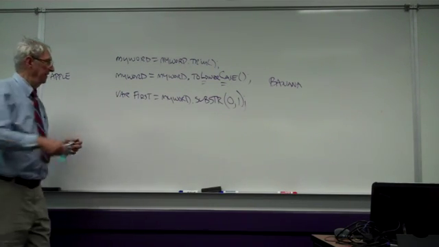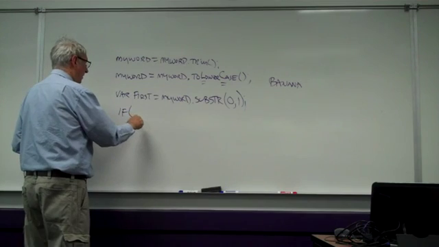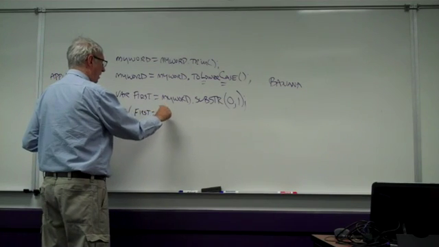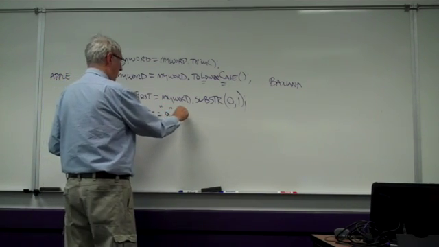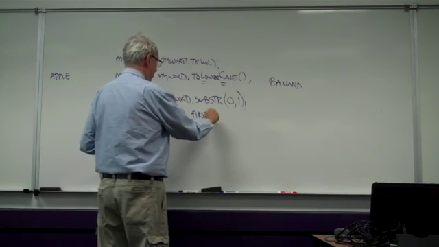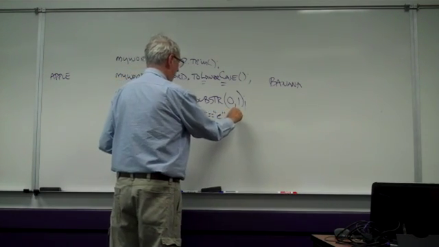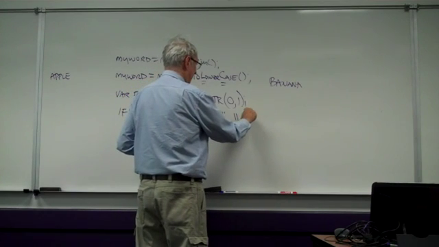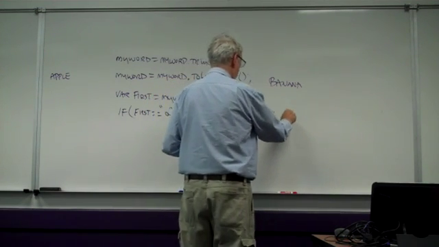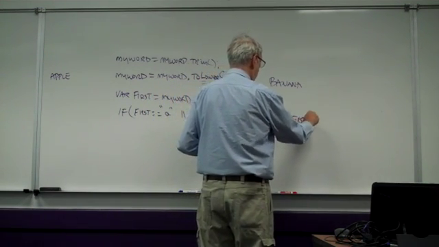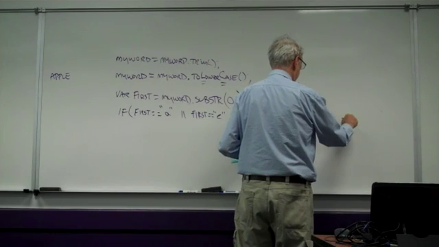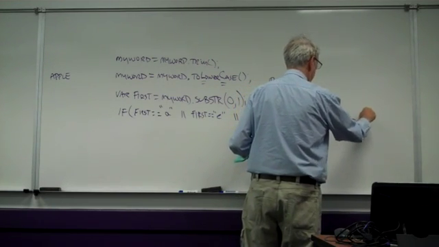It says if the first character is equal to A, or the first character is equal to E, or the first character is equal to I, or the first is equal to O, or the first character is equal to U.